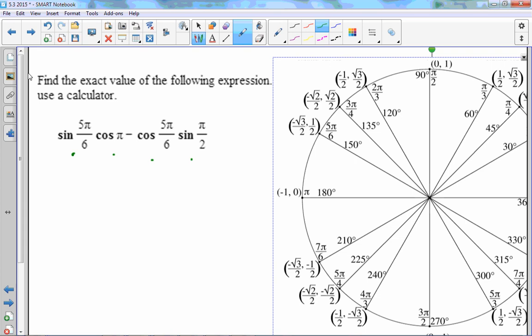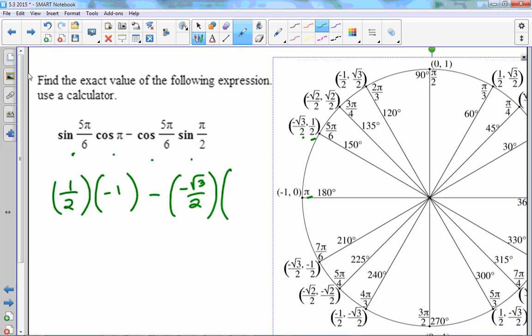So it says sine of 5 pi over 6. So that's 1/2. All right? Now, what about the cosine of pi? Negative 1. All right. Minus the cosine of 5 pi over 6, negative square root of 3 over 2, times the sine of pi over 2, which is 1.